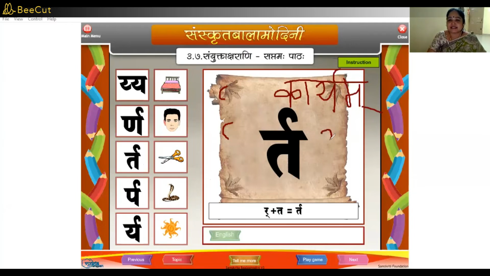Example, sarpaha. Sarpaha is a snake. Sa, irpa, sarpaha. Karyam.